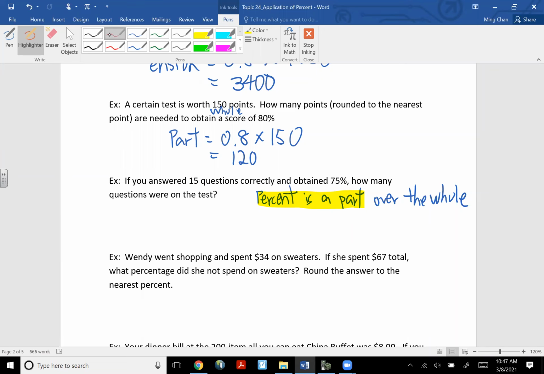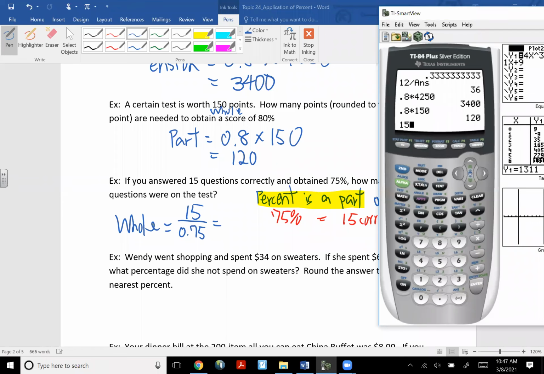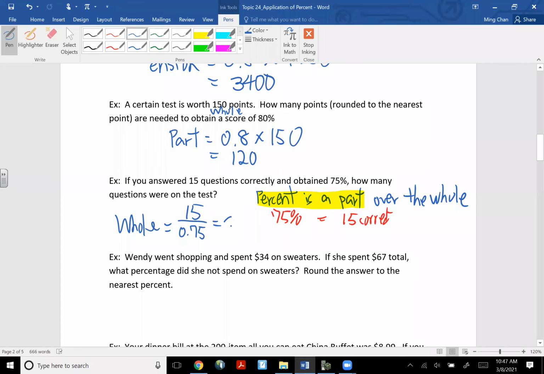So the 15 questions is the 75%. The 15 questions correct is equal to the 75%. Therefore, percent is what is a part. That's why in this question we're looking for the whole. What is a whole test? How many questions is on the whole test? So we take 15 correct divided by the percent 0.75, and that will tell me how many questions is on the test. Percent is a part, so that would be 20 questions.